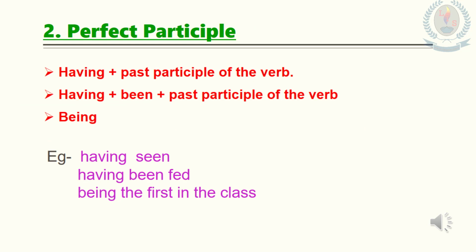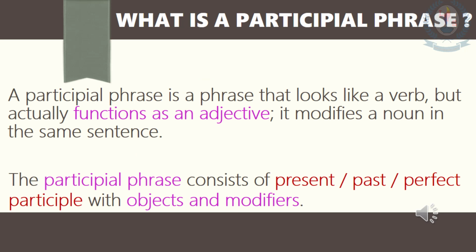Perfect participles are formed using the following methods. We can use having plus past participle of the verb, having plus been plus past participle of the verb, or else being to make the perfect participles. And I have provided some examples, and those are having seen, having been fed, and being the first in the class.